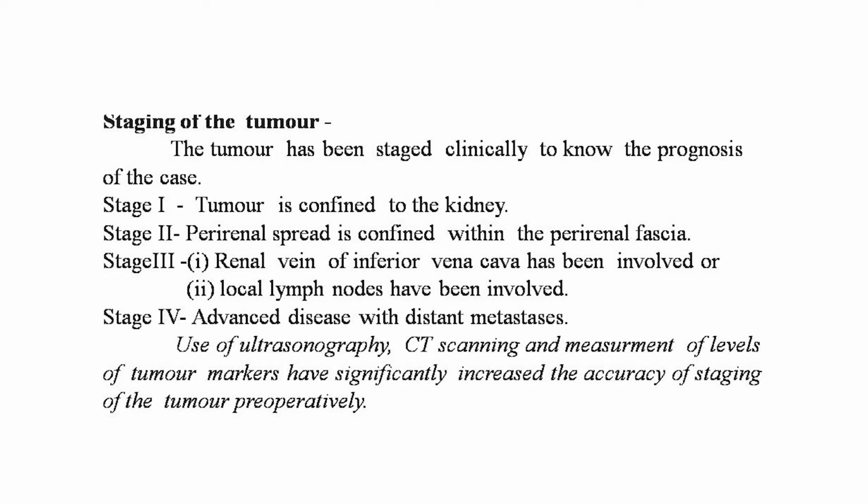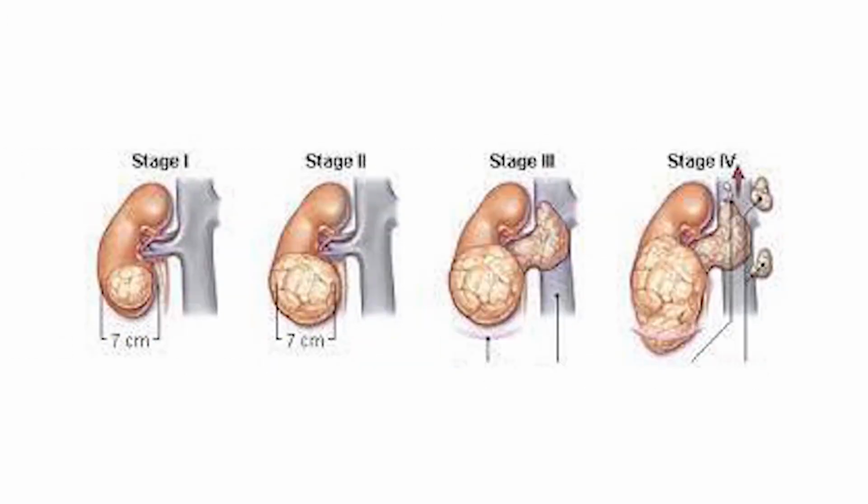Use of ultrasonography, CT scanning, and measurement of the level of the tumor markers have significantly increased the accuracy of staging of the tumors preoperatively. So tumor marker studies have to be done. Dear students, here is the image on your screen showing stages 1, 2, 3, and 4 of the carcinoma of renal cells. Stage 1, the tumor is up to 7 cm. In stage 2, the tumor is more than 7 cm.